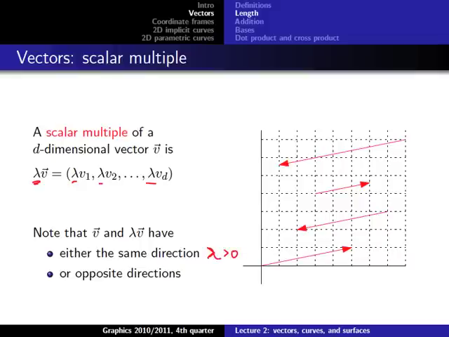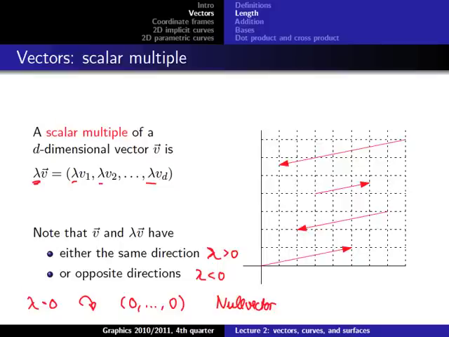If lambda is larger than 0, then you go in the same direction. If lambda is smaller than 0, then you go in the other direction, but you're not changing the direction, you're changing it in terms of front and back, but not in any other way. And of course, if lambda is 0, then the result is a vector with all zeros, and this is such a special vector that we give it a special name. We call this the null vector.